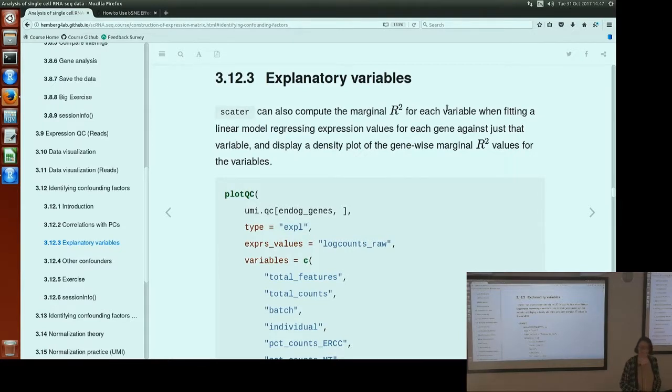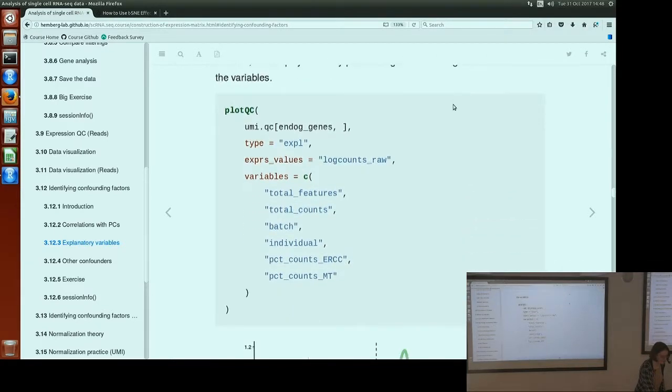Another way of looking at this is we can take each gene and do a general linear model and calculate the R² value for each variable we want to consider for each possible confounding factor, and then look at the distribution of those R² across all of the genes to see which factors are most contributing to the variability of each of the genes across the whole data set.